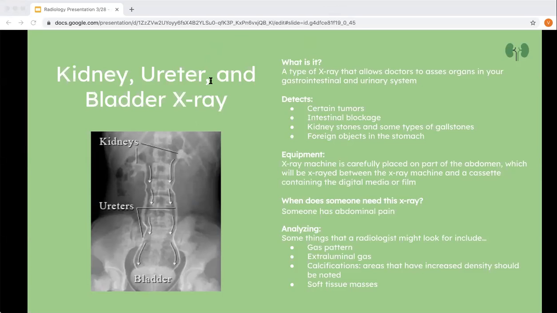As for analyzing, there are a few things a radiologist might look for, like gas pattern, extraluminal gas, calcifications, or kidney stones in the kidneys or ureters. They might also look for areas that have increased density and soft tissue masses. That's all for this X-ray, and we'll be moving on to teeth and bones X-ray.